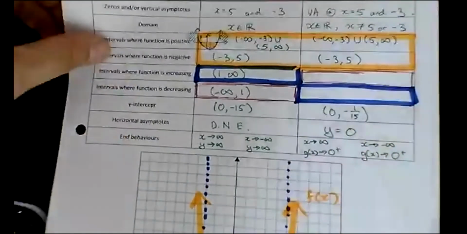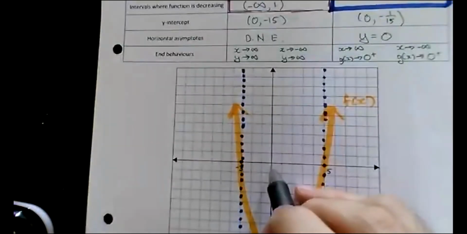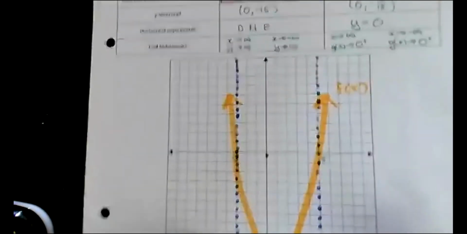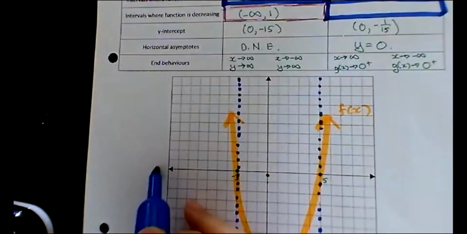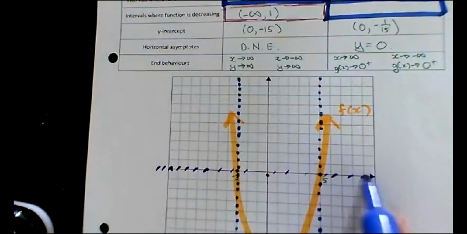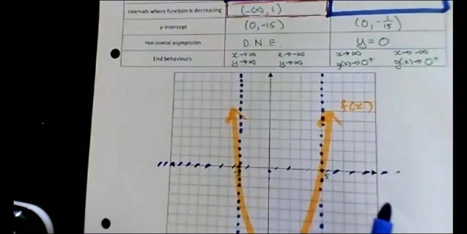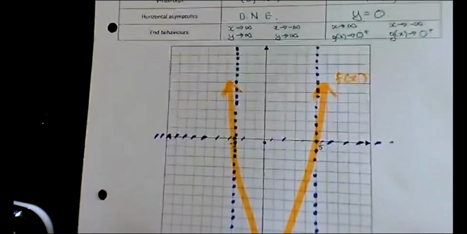My y-intercept is 0, negative 1/15, so it's going to be really, really close to 0. That's my y-intercept. My horizontal asymptote exists at y equals 0. Yes, I know this is a horizontal asymptote, but you're going to see it cross. Oh, wait, maybe you won't see it cross. Anyways, never mind.